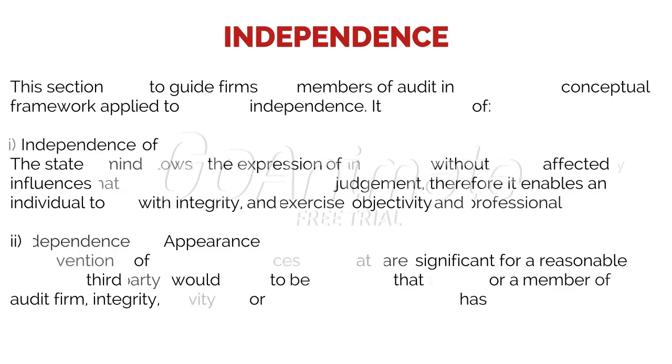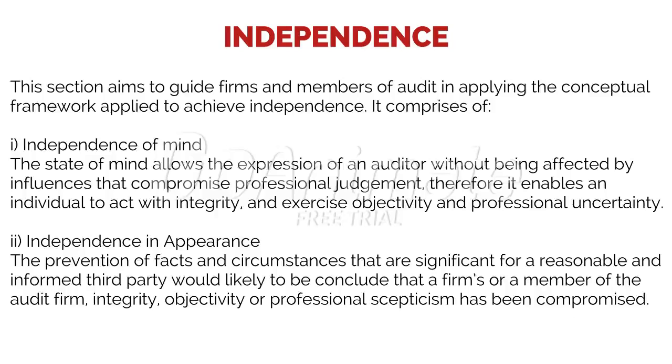Independence. This section aims to guide firms and members of audit in applying the conceptual framework to achieve independence. It comprises 1. Independence of mind. The state of mind that allows the expression of an opinion without being affected by influences that compromise professional judgment, therefore enabling an individual to act with integrity, and exercise objectivity and professional skepticism. 2. Independence in appearance. The avoidance of facts and circumstances that are so significant that a reasonable and informed third party would likely conclude that a firm's or a member of the audit team's integrity, objectivity or professional skepticism has been compromised.